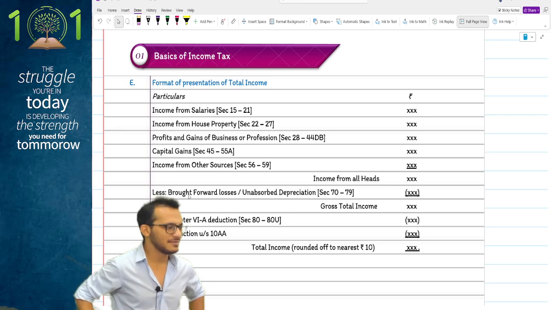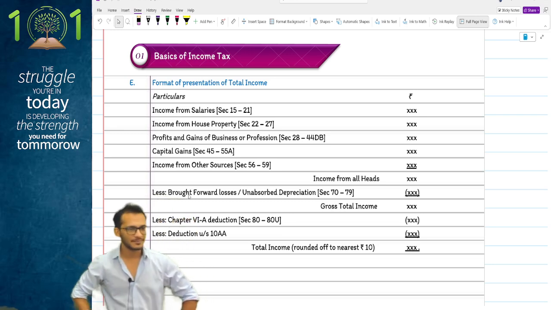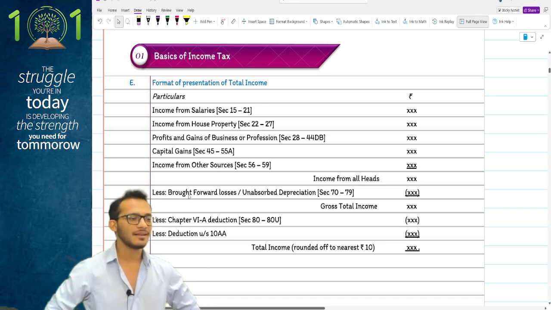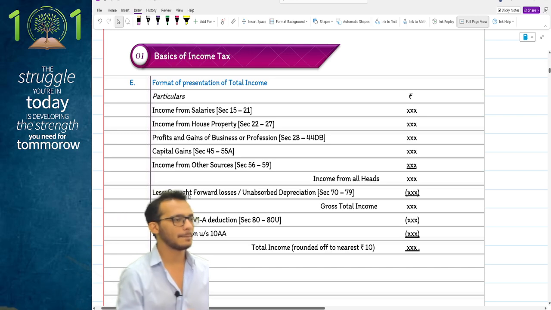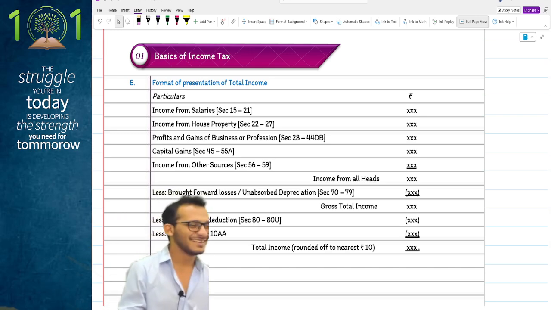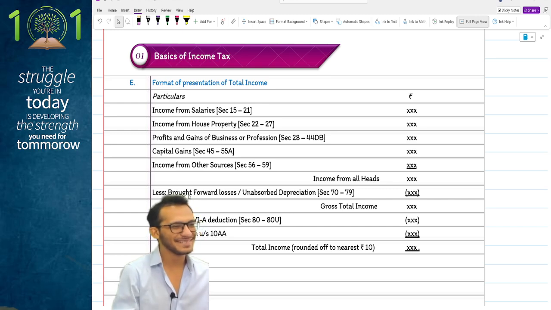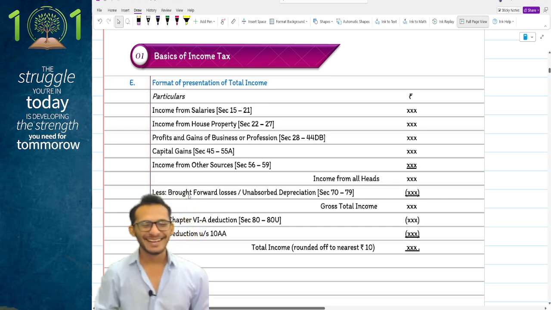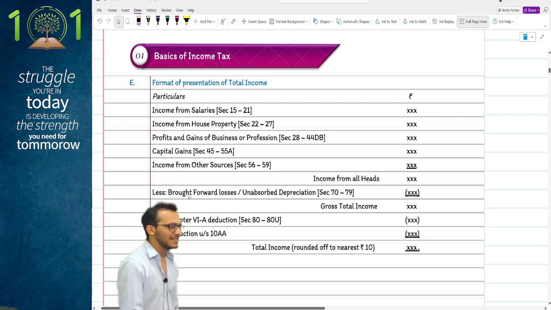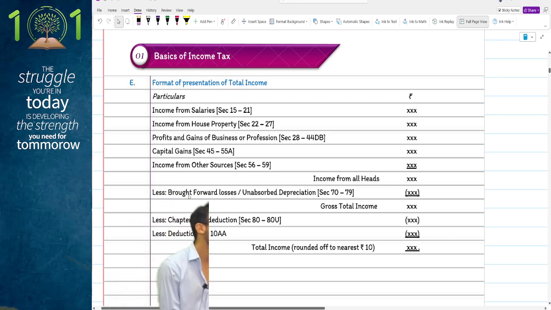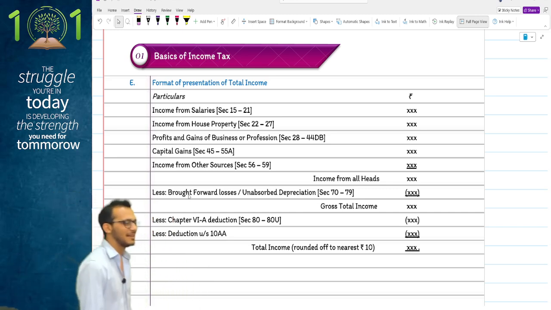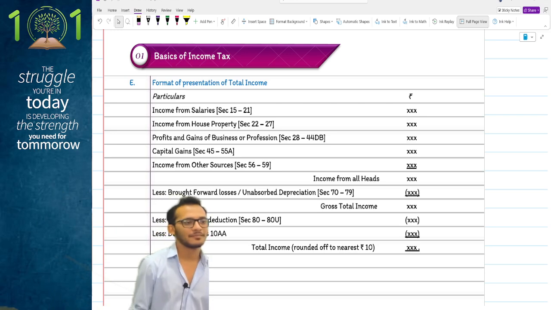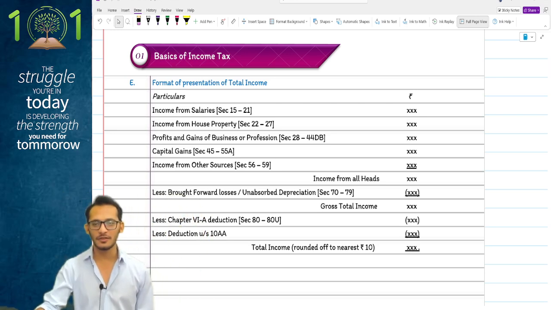Start from the left, you will need both the pages. Put the heading as golden rules of taxation.